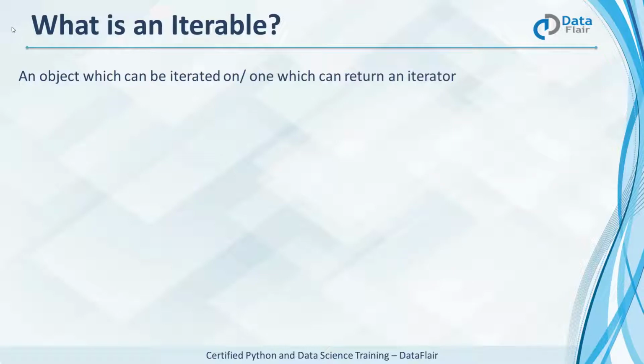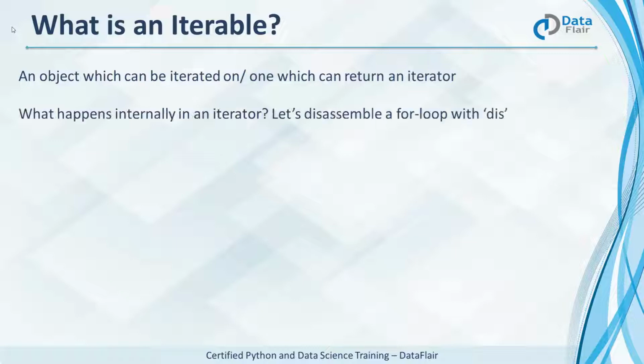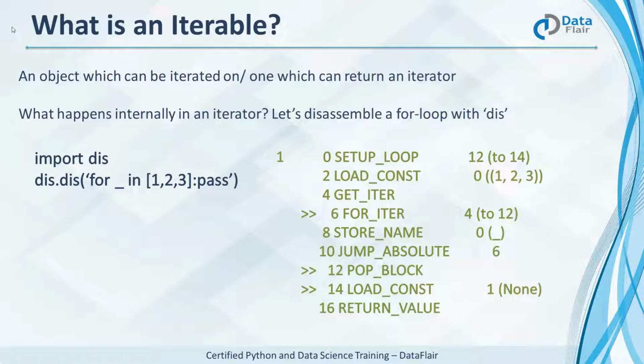An iterable is an object we can iterate on. In other terms, an iterable is one that can return an iterator. What really happens inside an iterator? We can use the dis function from the dis module to disassemble a for loop. Let's import it and call the dis function on this for loop. It gives us the set of instructions it goes through. GetIter is like the iter function that creates an iterator. ForIter is like the next function that returns the next element.